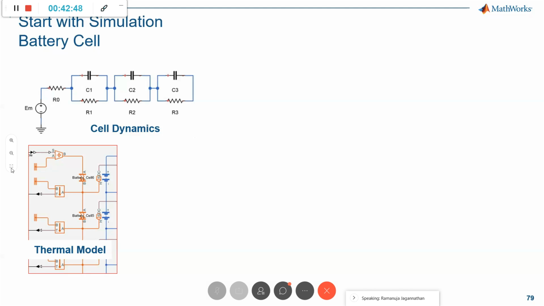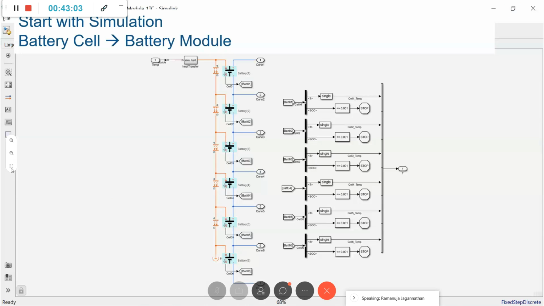Now, as I said before, the next step is typically to do the simulations. Here we are implementing the cell dynamics to see the electrical dynamics, and we could also simulate the thermal effects of the cell by connecting the thermal blocks from the Simscape multi-domain library. Once we model the battery cell, the next step is typically to scale it up to a battery module where we connect several cells in series. Here you could notice that we are simulating thermal effects as well as the electrical effects of the battery.